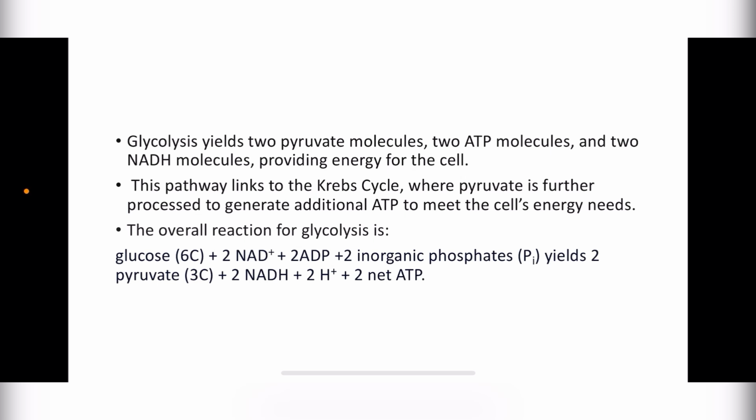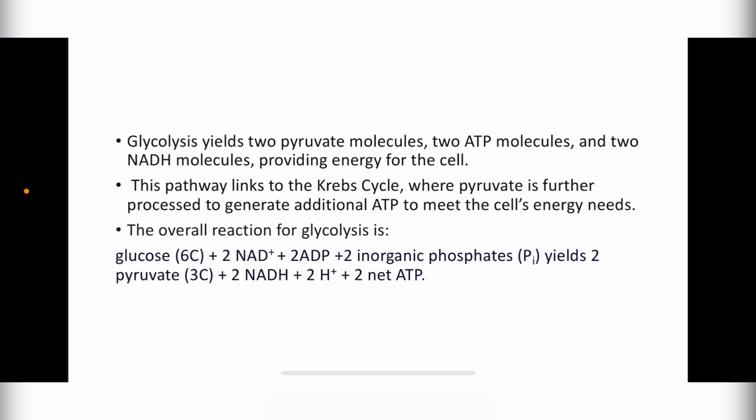Here, from the overall reaction for glycolysis, we can see that a 6-carbon molecule, that is glucose, plus 2 NAD+ plus 2 ADP plus 2 inorganic phosphates yields 2 pyruvate molecules, each containing 3 carbons, plus 2 NADH plus 2 H+ plus 2 net ATP. Okay.